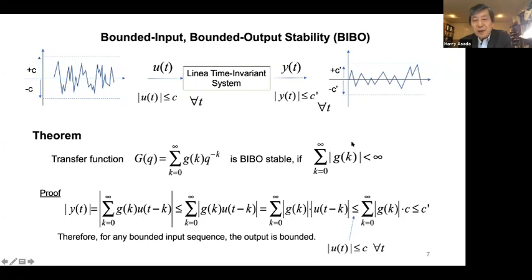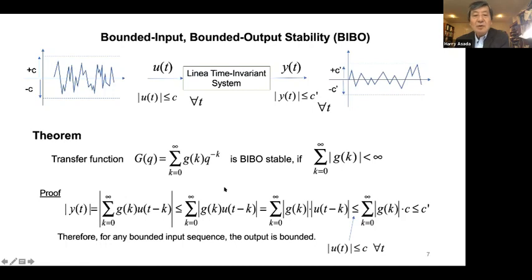If this part, that's actually this, the impulse response g(k), if you take the absolute value and then you sum it, this absolute sum is bounded. If you are familiar with a little bit more advanced math, this is basically L1, and it does exist. If this is the case, the system is BIBO stable. So let's actually prove why this is the case.